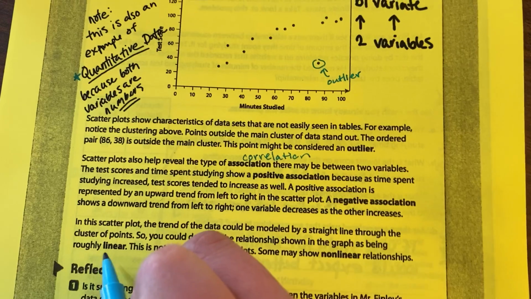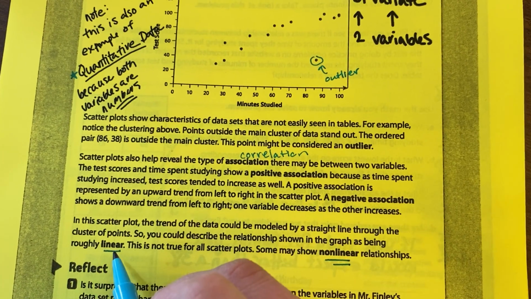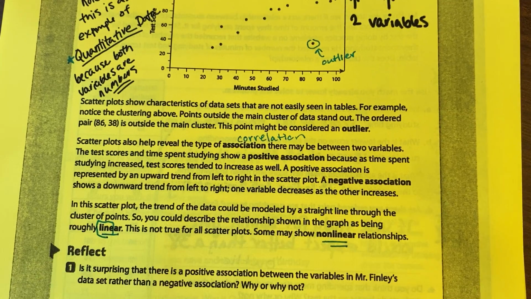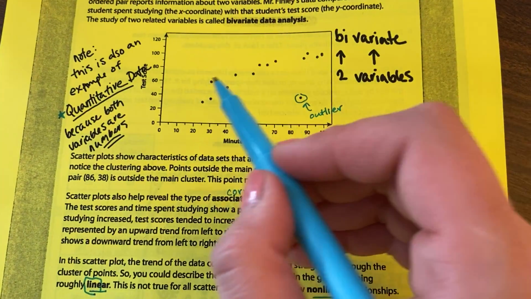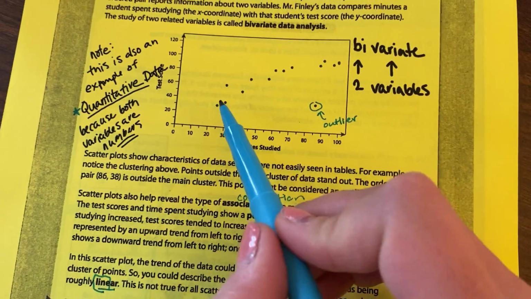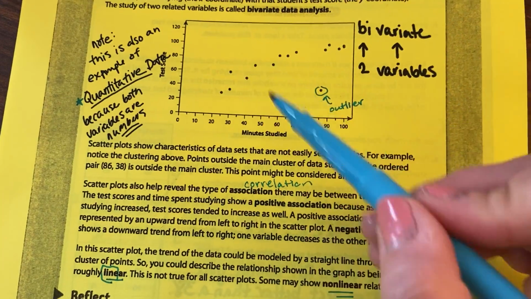And then the last thing we have to talk about is linear versus nonlinear. Linear, we know, means a line. Nonlinear, not a line. This data right here, I'd say is roughly linear because it's pretty much a line. It's not like it goes up and down or does any W shapes, weird shapes.